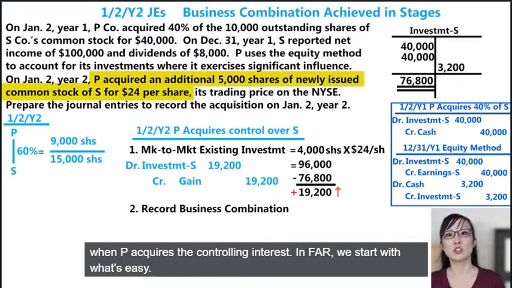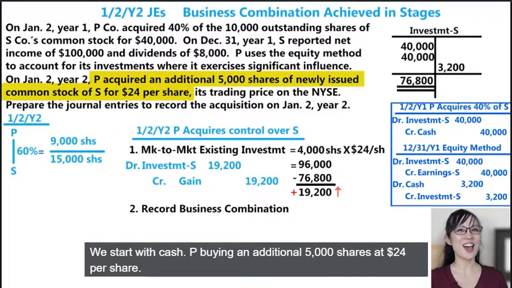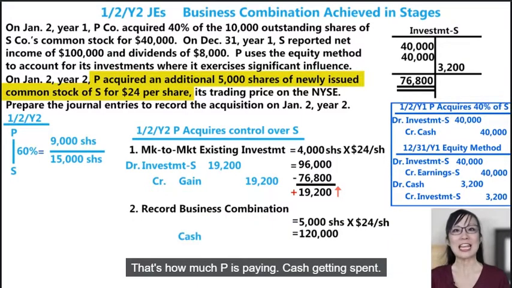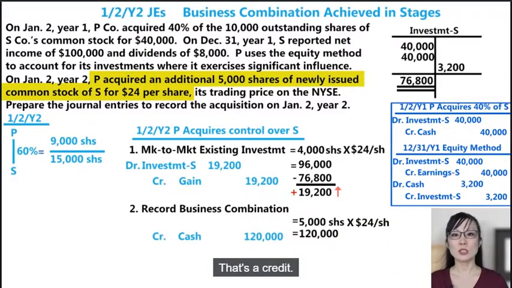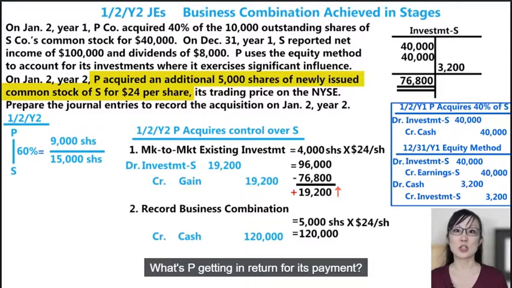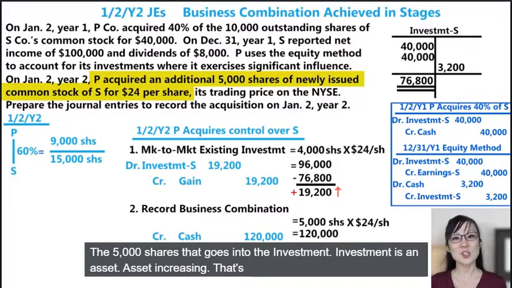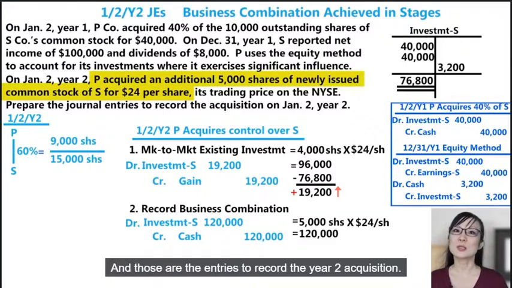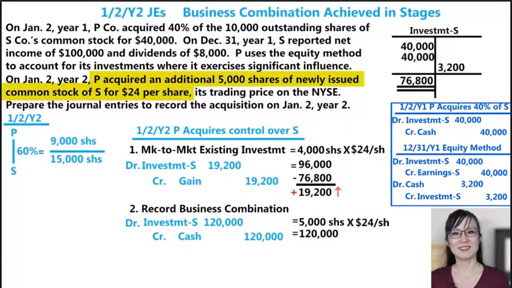When P acquires the controlling interest in FAR, we start with what's easy. We start with cash. P buying an additional 5,000 shares at $24 per share, that equals 120,000. That's how much P is paying. Cash getting spent, that's a credit. What's the other side of the entry? What's P getting in return for its payment? The 5,000 shares. That goes into the investment. Investment is an asset increasing. That's a debit, 120,000. And those are the entries to record the year 2 acquisition.